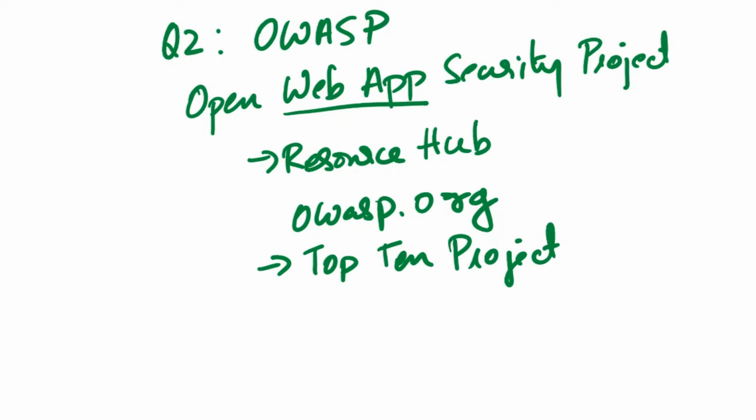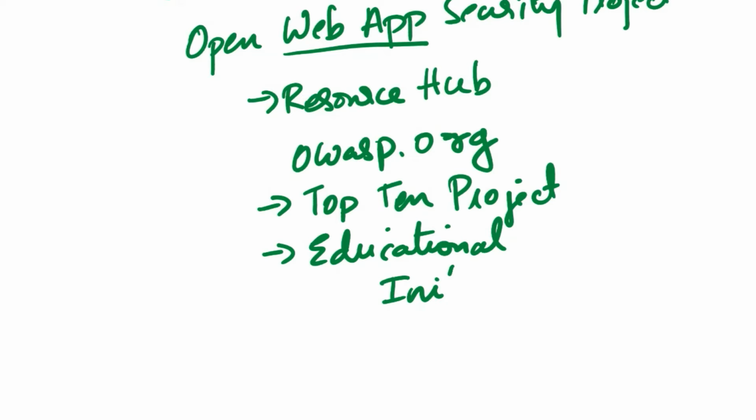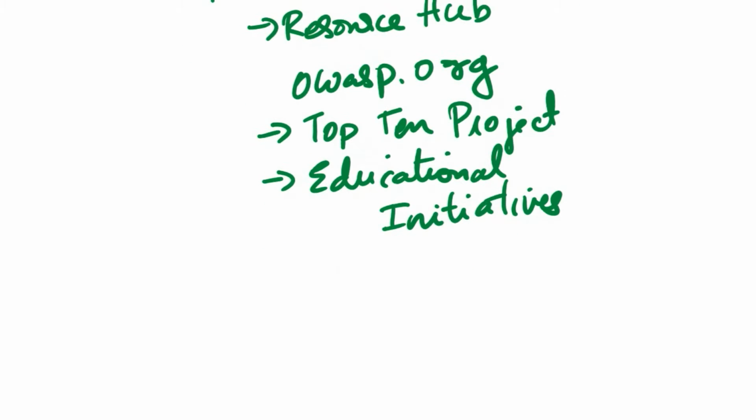The OWASP Top 10 is a widely recognized document that lists the 10 most critical web application security risks. It provides guidance on common vulnerabilities such as cross-site scripting, SQL injection, and security misconfigurations. Next one, educational initiatives. OWASP offers training programs, webinars, conferences, and local chapter meetings to educate individuals and organizations about web application security. These initiatives help raise awareness and enhance knowledge in the field.